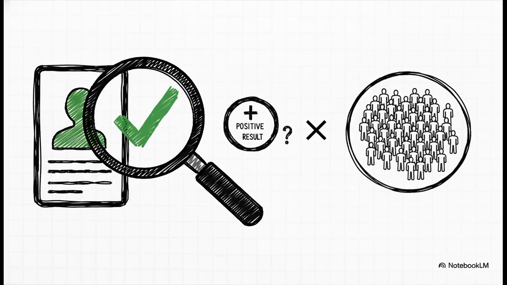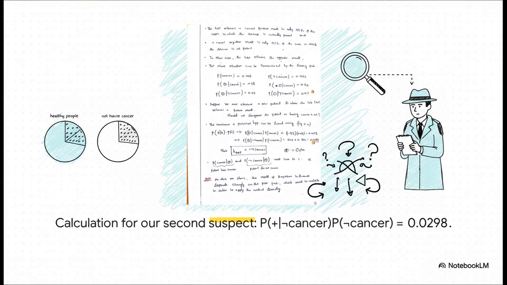But hold on, a good detective never jumps to conclusions. We have to give the other suspect a fair shake. So now we'll run the exact same investigation for our second hypothesis, that the patient is healthy and just had the bad luck of getting a false positive. Now check this out. The chance of a false positive is 3%, or 0.03. We multiply that by the very, very high chance of not having the disease to begin with, which is 99.2%, and look at that number, 0.0298.